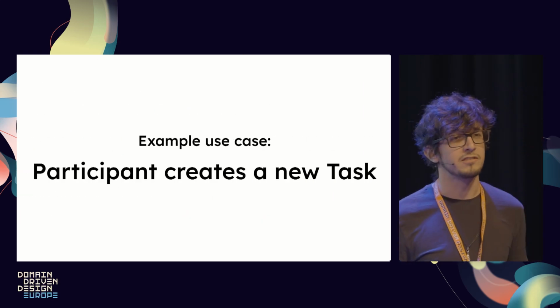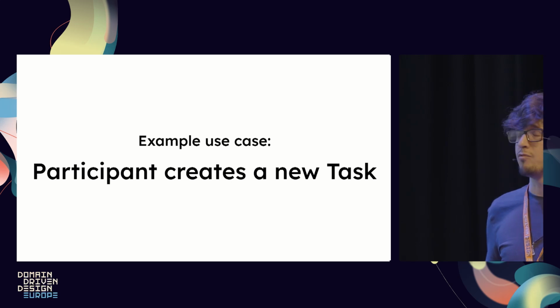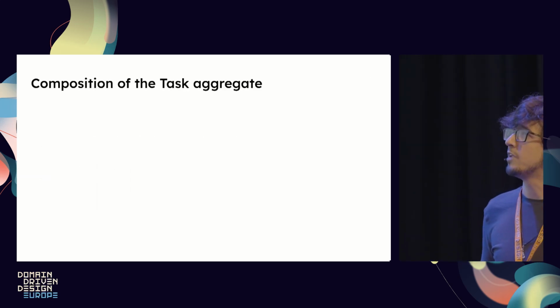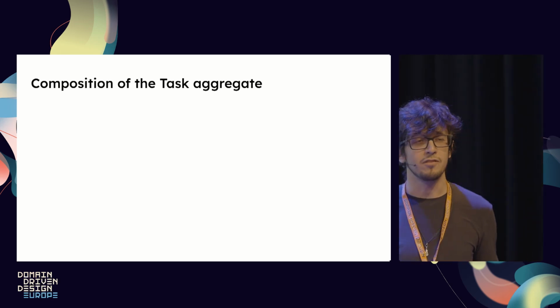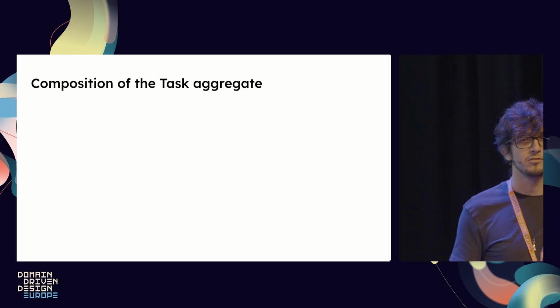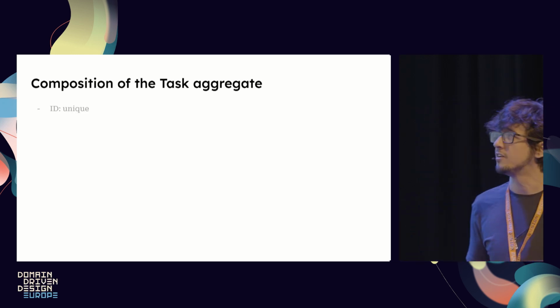I'm going to start with an example inside this project management tool, which is a use case of when a participant creates a new task. So let's begin by defining what is the composition of the task aggregate. Again, I'm going to list some of the properties of this aggregate here. You don't need to focus on all of them, but it's important to know that they exist.